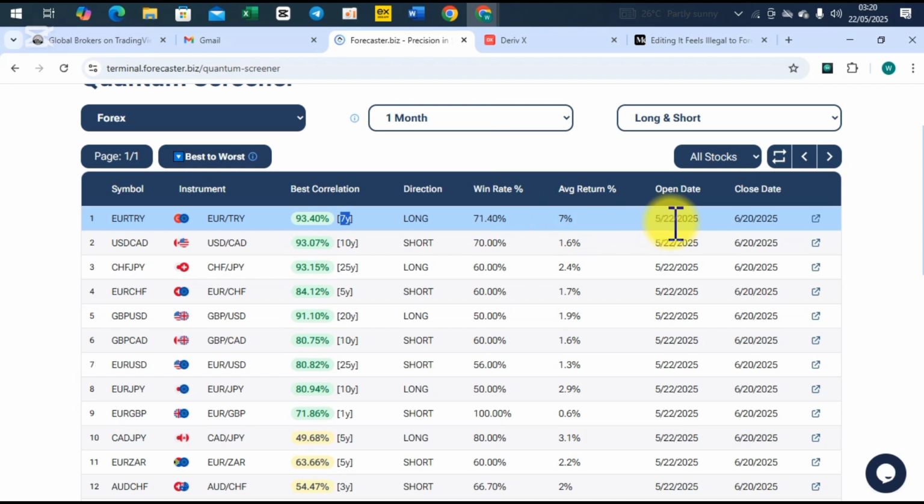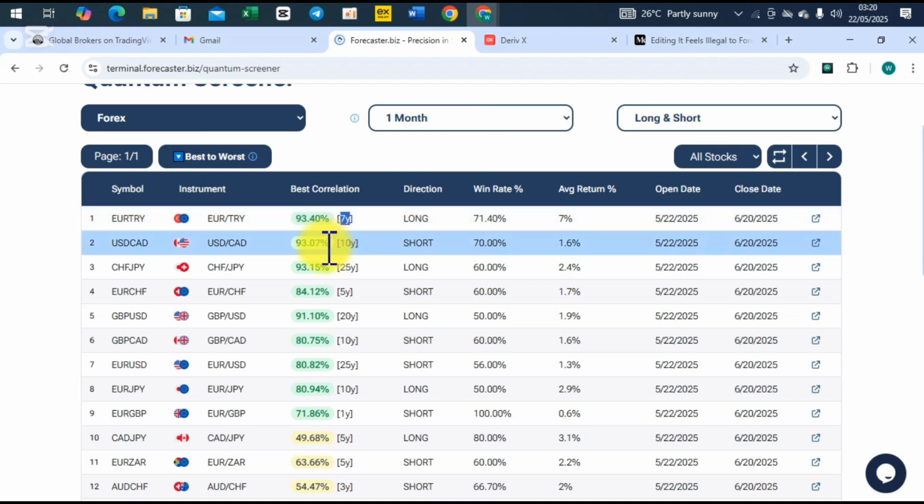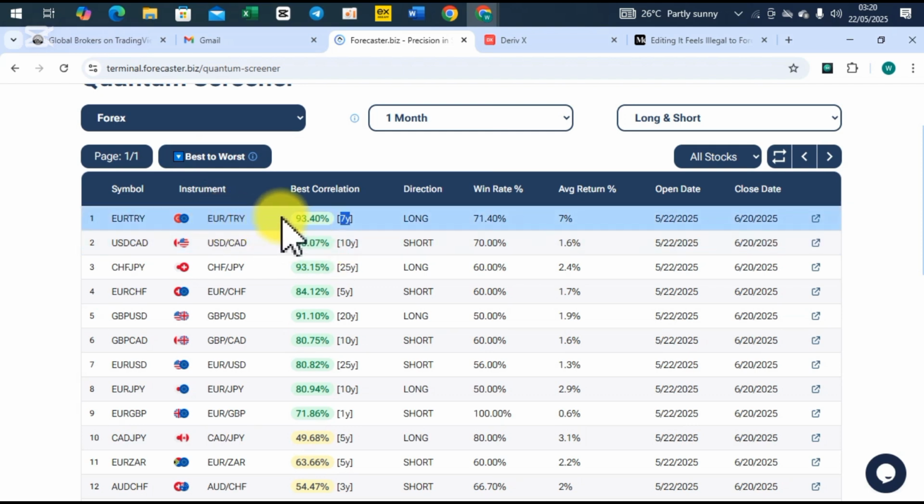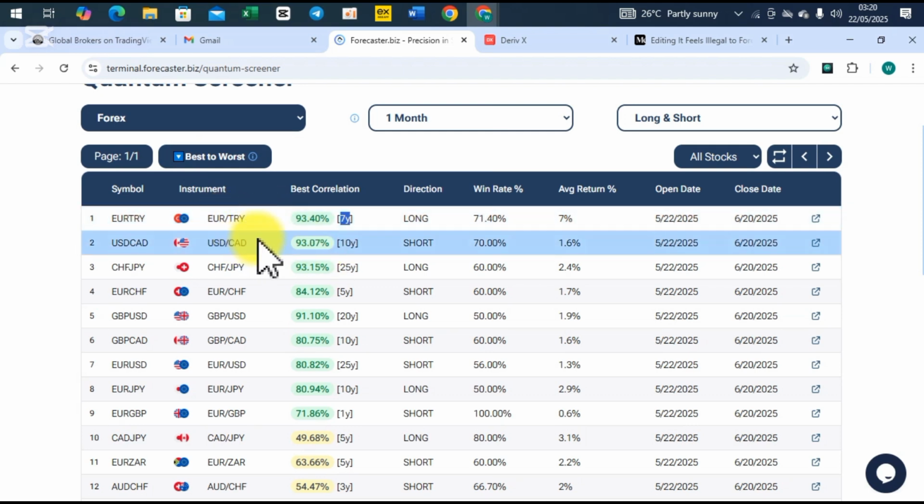This is so amazing. So you have already known how to choose the asset, the month or the period, the time frame, long and short. And now we can choose any broker of your choice. We can see USD CAD is now correlating with 10 years ago, right? And it is now currently showing a 70% win rate. And if you trade it in 1 month, you are likely to get an average return of 1.6%.